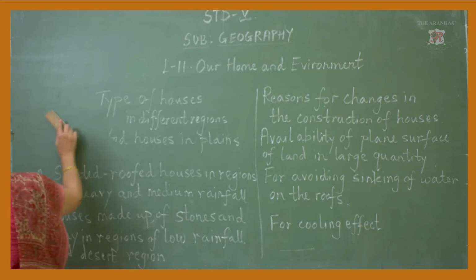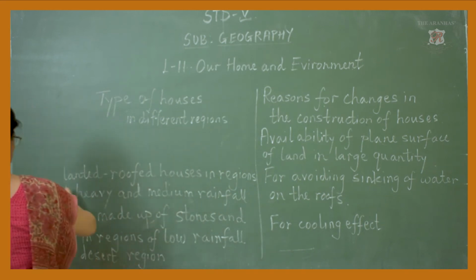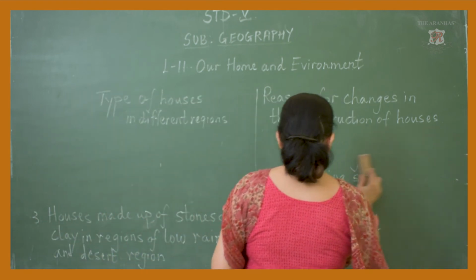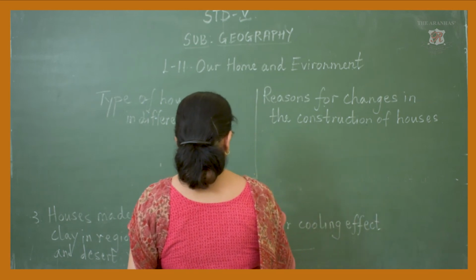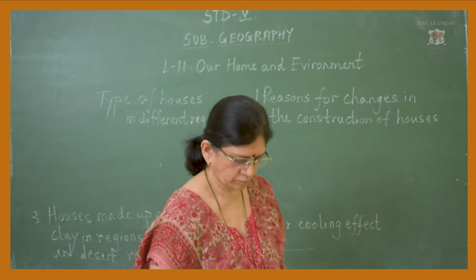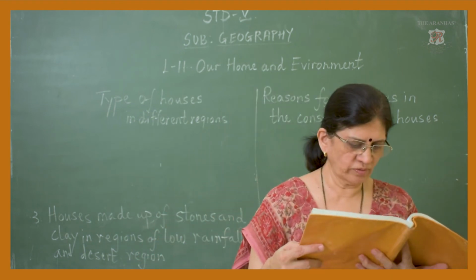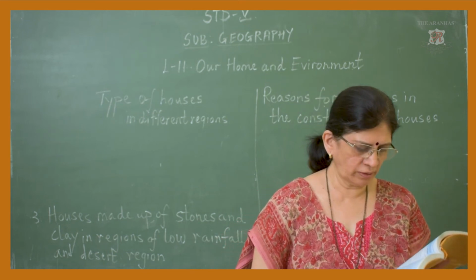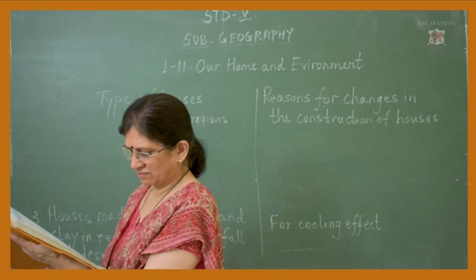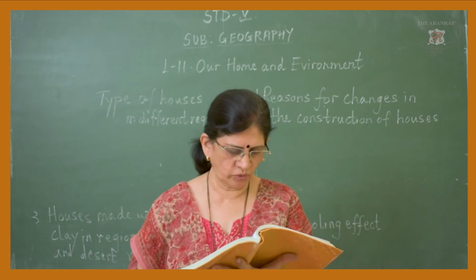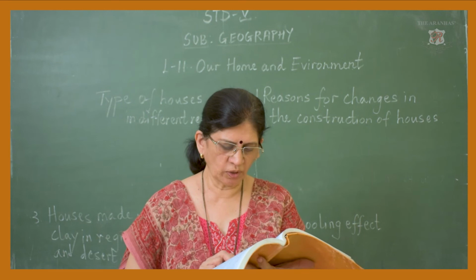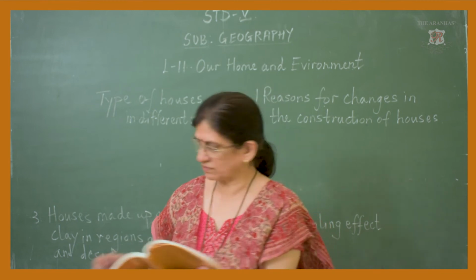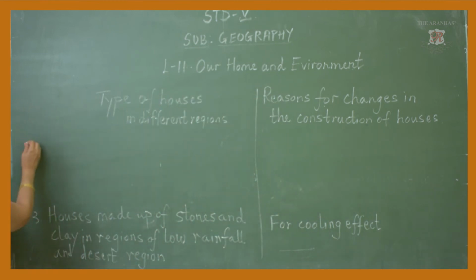I will continue. Then we have houses made of grass and clay in marshy region for making lightweight house. And last is multi-storied houses and houseboat in mountainous region because of non-availability of plain surface of land and availability of water in rivers.